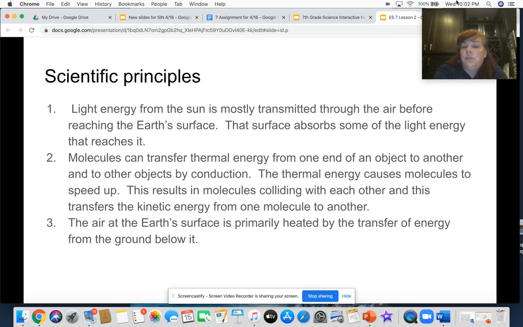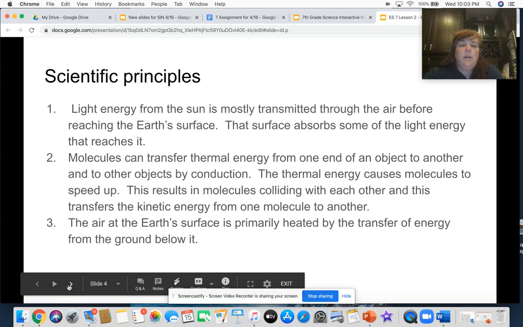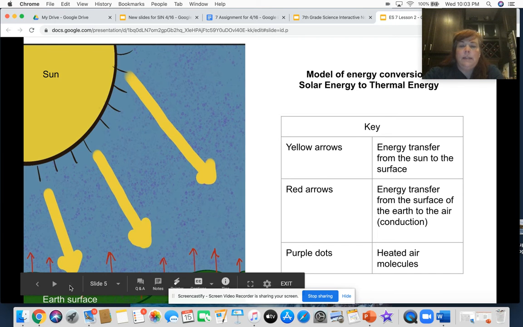The air at the Earth's surface is primarily heated by the transfer of energy from the ground below it. Okay, so this is going to affect our weather patterns. What we're doing is setting up the building blocks so we understand why things are happening. So when we get to talking about the weather, we know what's causing it.